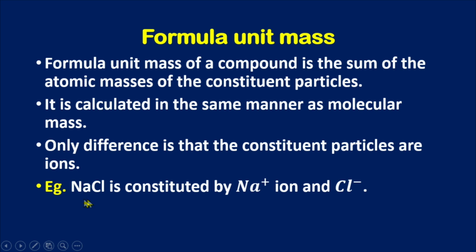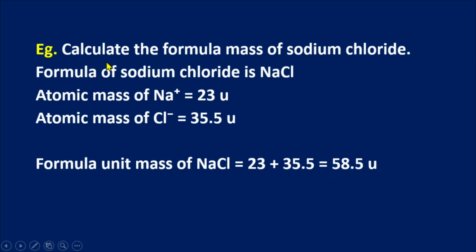For example, sodium chloride is constituted by Na plus, that is the cation of sodium, and Cl minus, that is the anion of chlorine. Children, let us calculate now. Formula of sodium chloride is NaCl. Atomic mass of sodium will be 23 U and atomic mass of chlorine will be 35.5 U. So the formula unit mass will be 23 plus 35.5, that is equal to 58.5 U. Okay children, this is the formula unit mass of sodium chloride.